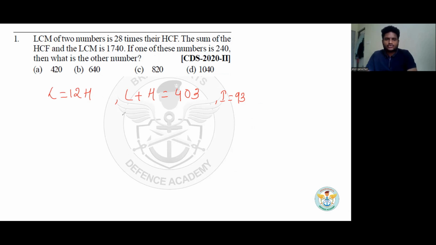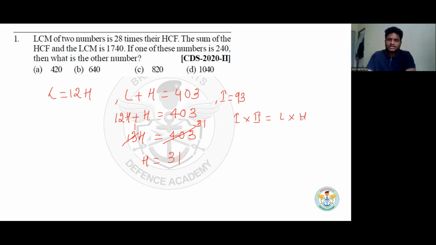Here also we have to do the same thing. LCM can be written as 12 into HCF plus HCF, which is equal to 403. Now 12 into HCF plus HCF is 13 into HCF, which is equal to 403. 13 ones are 13, 13 threes are 39. 1 is the remainder. It will become 30. So 31. So HCF is given by 31.